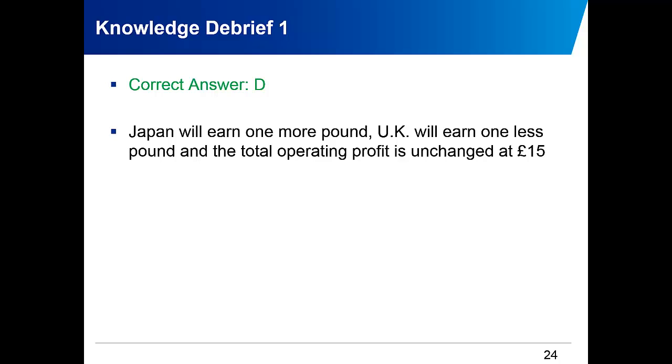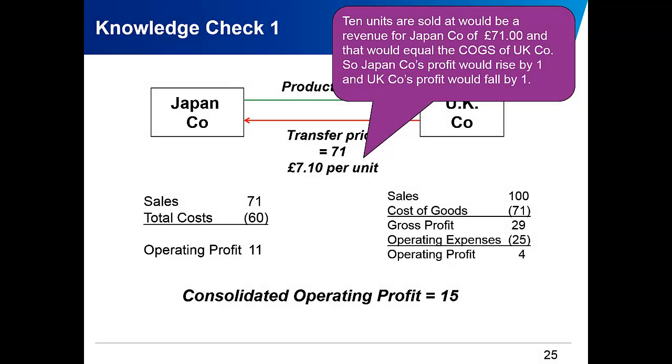Now let's just quickly go through that so you see how that problem was solved. In this example, where we've changed the price to £7.10 or 10p per unit, so now selling 10 units, the total amount of the transfer is going to be for 71. So we changed the sales in the Japan Co. P&L to 71. Their costs are still 60. Nothing's changed there. So their operating profit is now 11. That's one higher than where they were before.